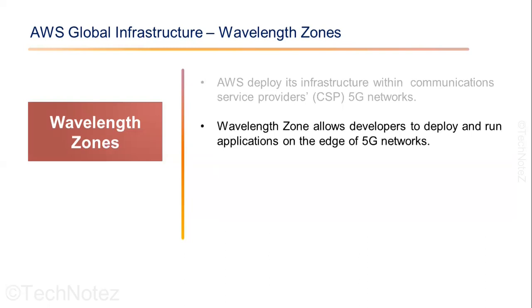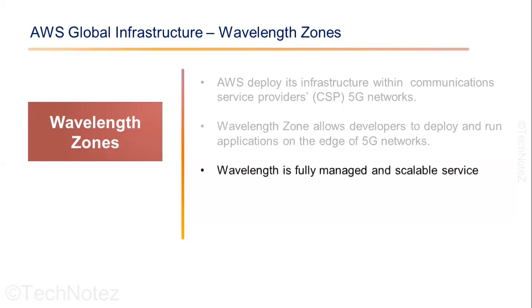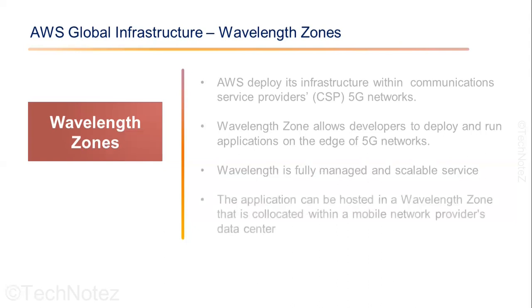Currently, Wavelength Zones are available in very limited availability. Wavelength Zone is a fully managed and scalable service. The application can then be hosted in a Wavelength Zone that is co-located within a mobile provider's data center. An example of how an application might use the AWS Wavelength Zone is an online gaming application that is designed for mobile users. Traditionally, this kind of application would be hosted in a central data center which would then be accessed by mobile users over the internet.